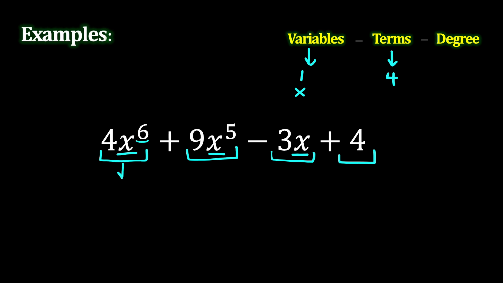So the degree of this first term will be 6. And for the next term, the exponent is 5. So the degree will be 5. And for the third term, the exponent of x is 1. So the degree will be 1. And for the last term, because there is no variable here, the degree of this term will be 0. So to calculate the degree of the polynomial, we need to pick the largest degree among all these terms. So 6 will be the largest number. So the degree of the polynomial will be 6.